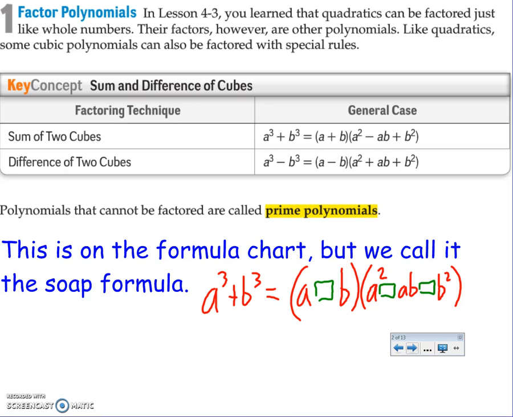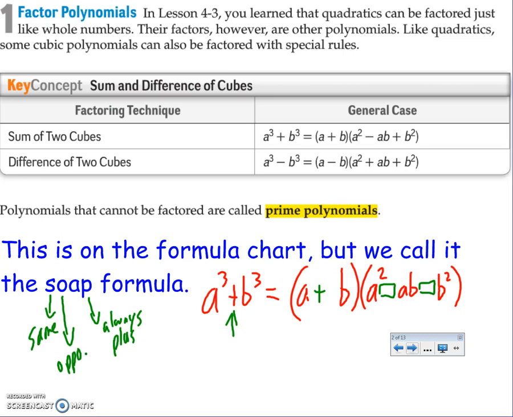SOAP comes from the words same sign. O stands for opposite sign. And A is always positive, always plus. AP is always plus. And same as the original. So that first sign, since this was a positive, it's the same. That's going to be a plus sign.